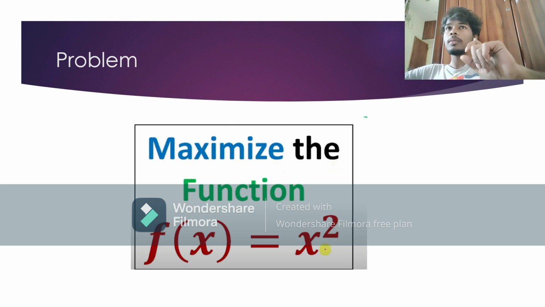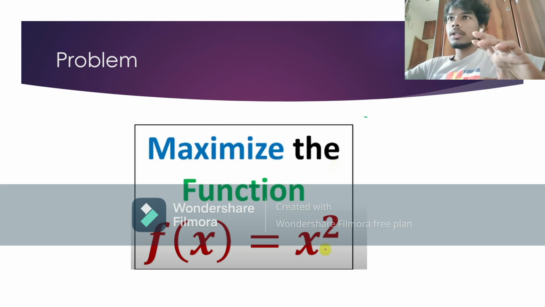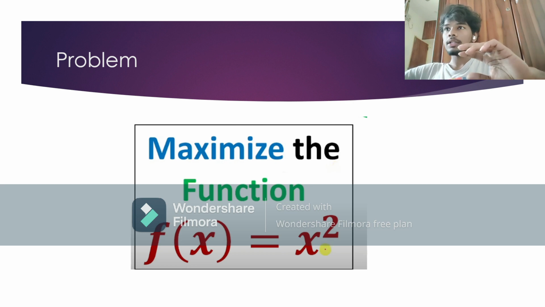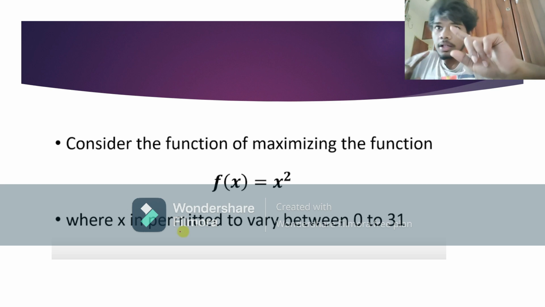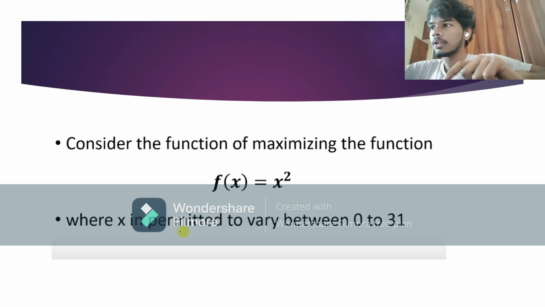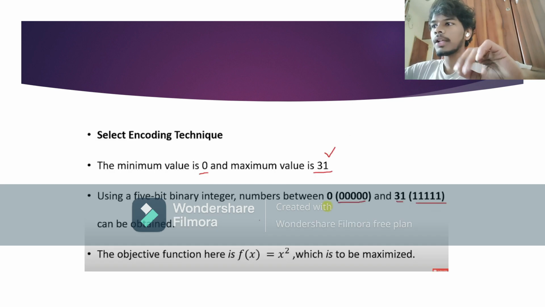So this problem mainly focuses on the genetic algorithm, and it says to maximize the function f of x equal to x square. Okay, so we'll move to the next slide. Just consider maximizing the function f of x equal to x square, where x is permitted to vary between 0 to 31. So we have to take x as 0 to 31. The maximum value is equivalent to 31 squared.